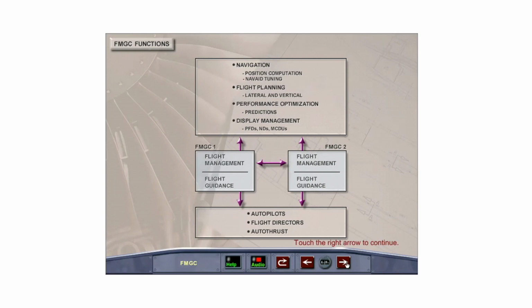The two Flight Management and Guidance Computers each have two main sections: the Flight Management section and the Flight Guidance section. The Flight Management section controls the functions of navigation, which includes position computation and the automatic tuning of required navigation radios, flight planning, which includes lateral and vertical functions, the prediction and optimization of performance, and the management of the primary flight, navigation, and MCDU displays. The Flight Guidance section controls the functions of the autopilot, the flight director, and the autothrust.